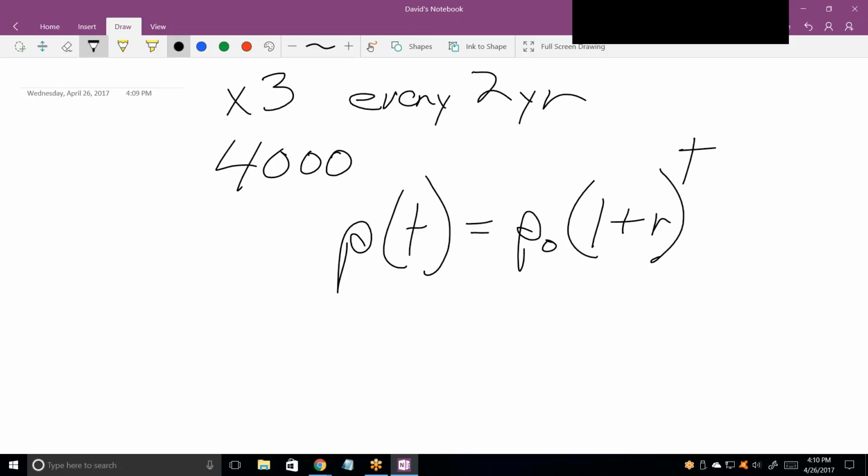So we've got to come up with an equation that looks a little bit like this. Okay, so the initial population is 4,000, and we're tripling every 2 years. So it would be multiplied by 3, right?